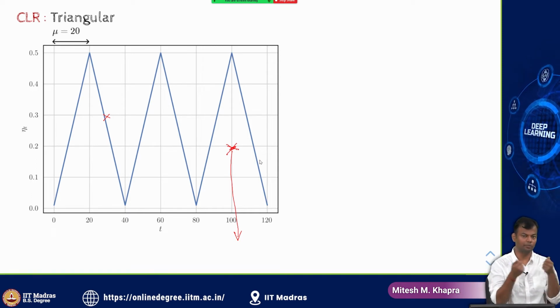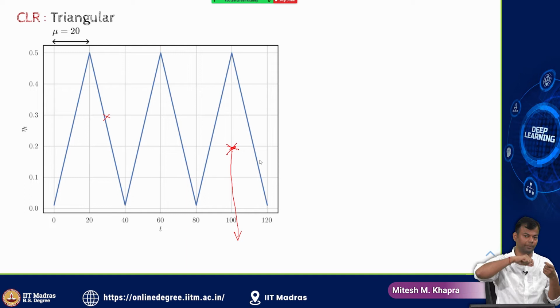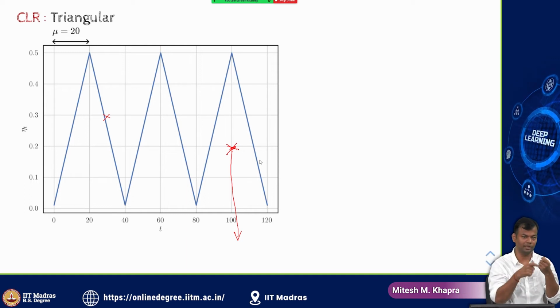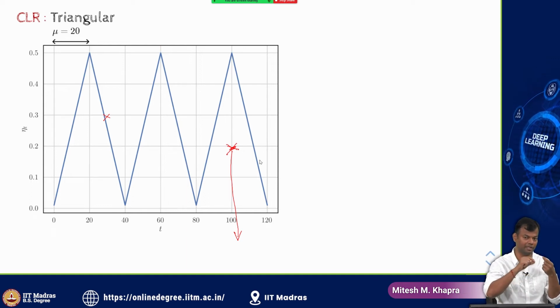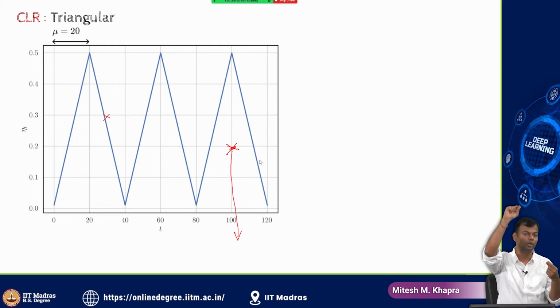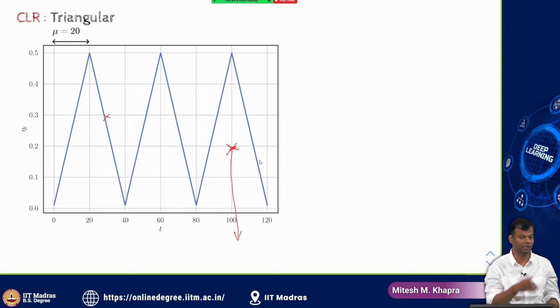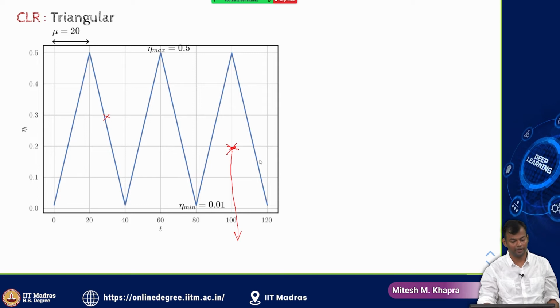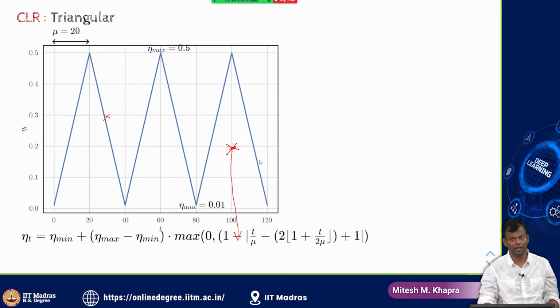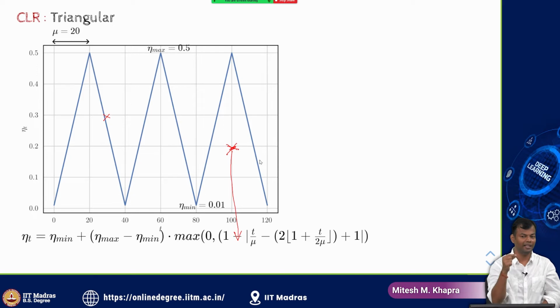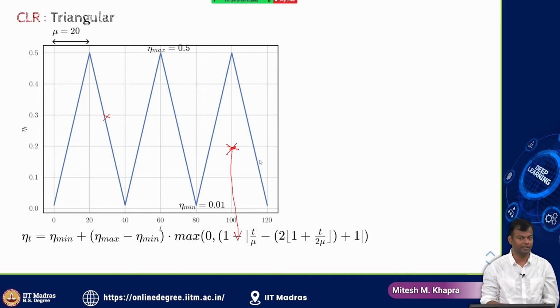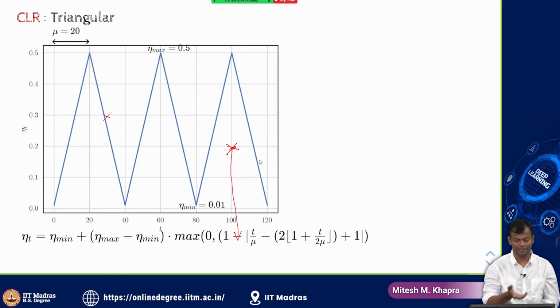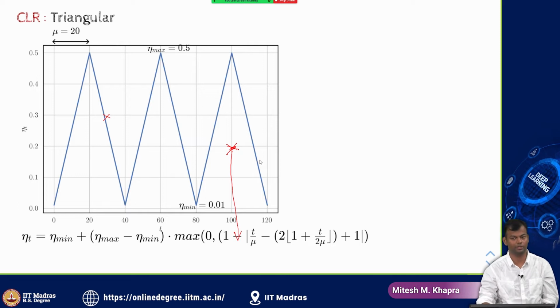And this here, mu, is the period, right? mu is 20 here, so that is the number of time steps it takes from going from the minimum value to the maximum value, and once it reaches the maximum value, it again goes down, right? On the x-axis you have the learning rate, and the maximum value in this case is 0.5, the minimum value is 0.01, and the value at any time step can be given by this equation, but it just looks complex. If you break it down, it's very simple.